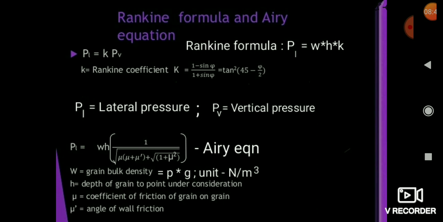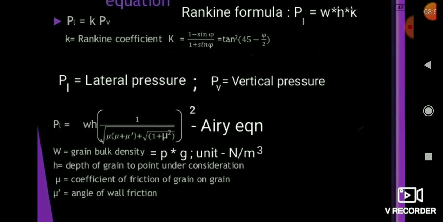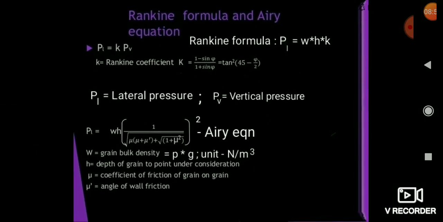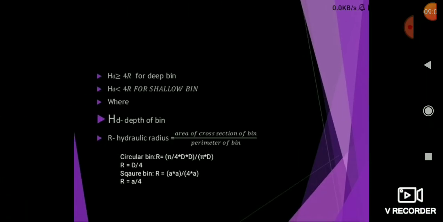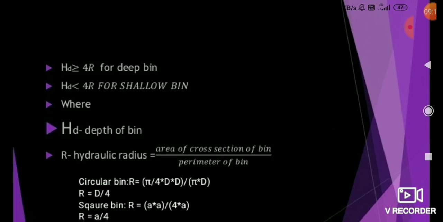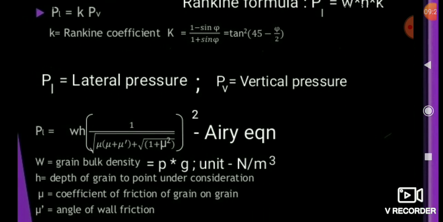And now friends, see another formula that is based upon the Airy equation. Friends, you see that the Airy equation and Rankine's formula, these both are applicable for only shallow bins. Means you can't simply see the question and apply the formulas. You first check whether it is a deep bin or shallow bin, and you can check it by using these equations, that H/D greater than or equal to 4, or H/D less than 4. Means when you see the question, the first thing you should do is check whether it is a deep bin or shallow bin. After that you can go and apply the formula, whatever equation you have to put.